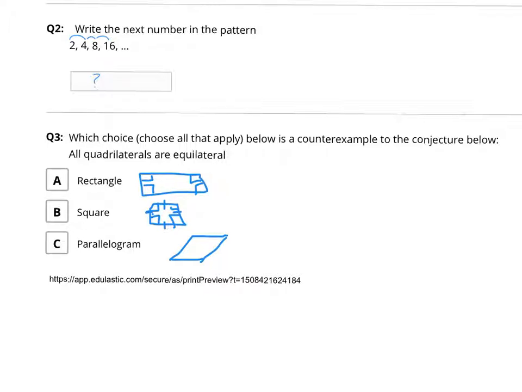The question below, which of these is a counterexample? All quadrilaterals are equilateral. So all quadrilaterals, those are 4-sided figures, are equilateral, meaning they have the same number of sides. So which of these would be a counterexample, proving this wrong? Because it is. All quadrilaterals do not have equal sides. Okay? And I guess one thing I will change, this is a parallelogram. This could be, actually, let me take that back. A parallelogram does not have to have equal sides.